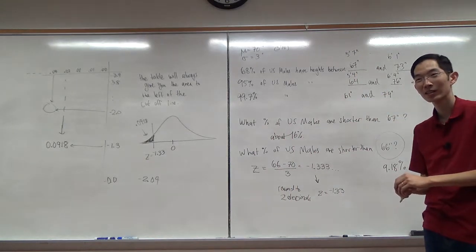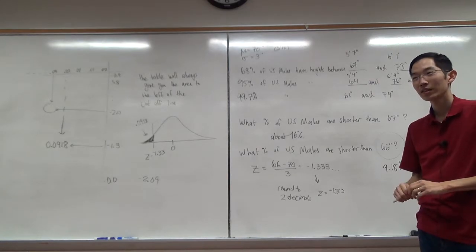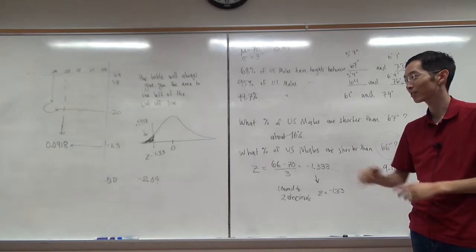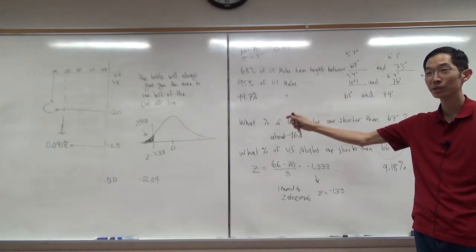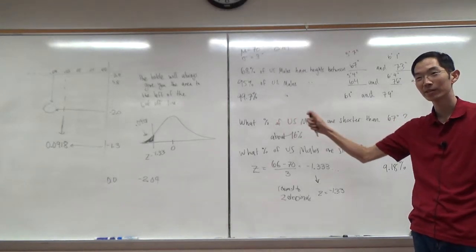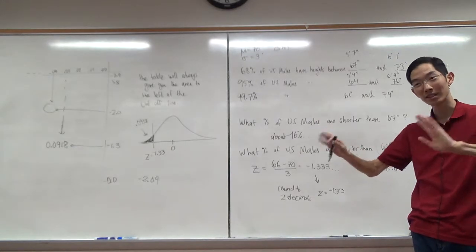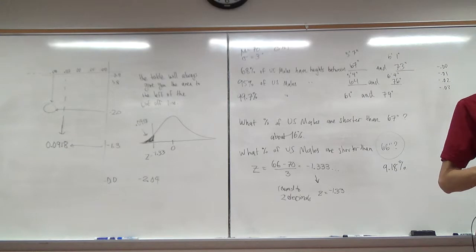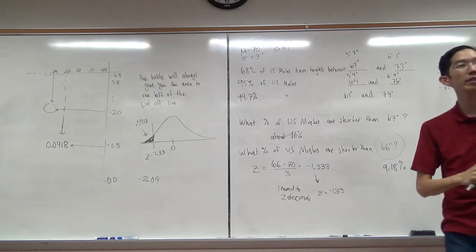Yes? This only works for symmetric data? This only works for normal model data, okay? So this z table applies only to the normal model. So somewhere on there it has to say it follows a normal model. Yes? If you're using the positive table, will it give you the area to the right? It always gives you the area to the left, okay?